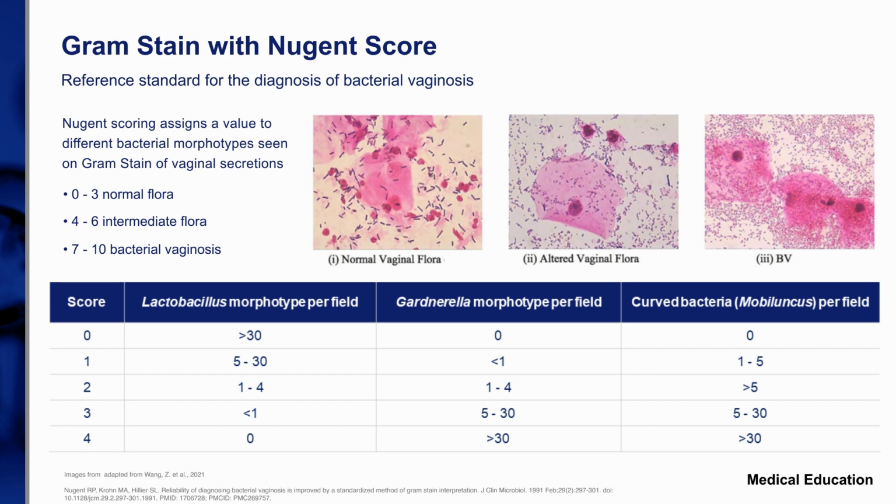Here you can see the change in the Gram-stain morphology from a normal vaginal flora with predominantly Lactobacillus to the intermediate or altered flora stage where you lose the Lactobacilli and see more Gardnerella vaginalis, which then progresses to bacterial vaginosis where you can hardly find any Lactobacilli but tons of other morphotypes.